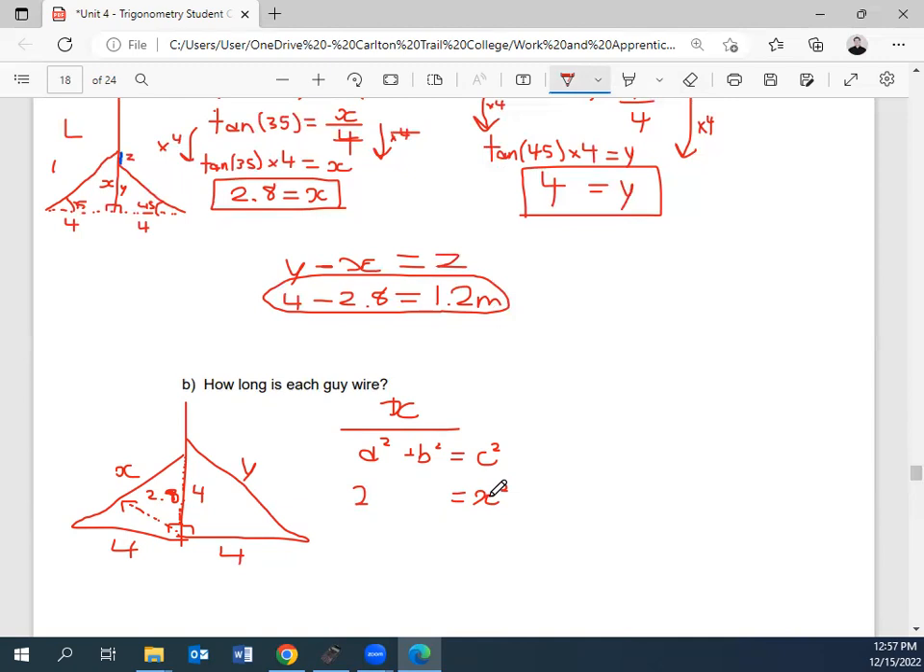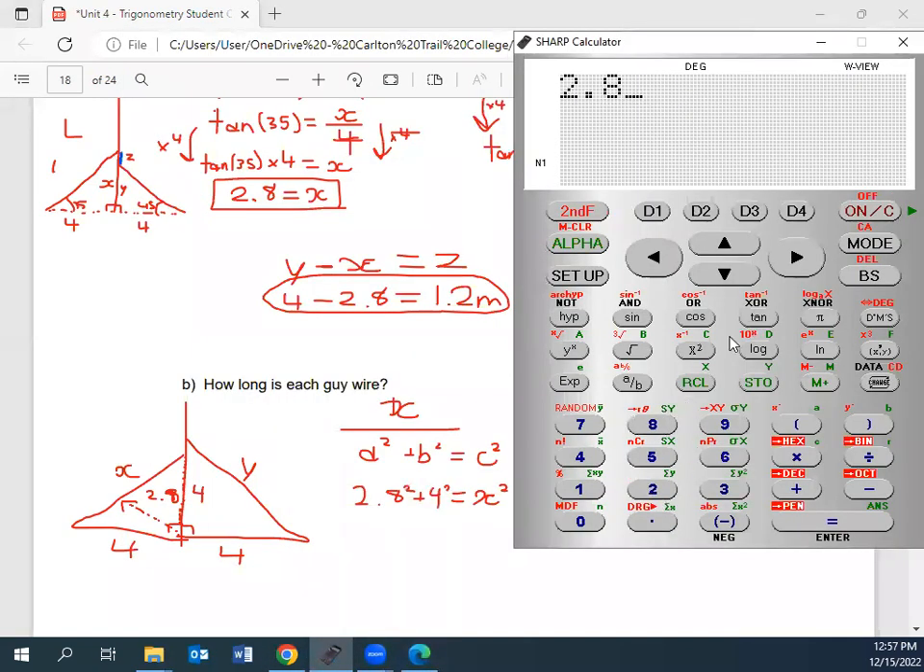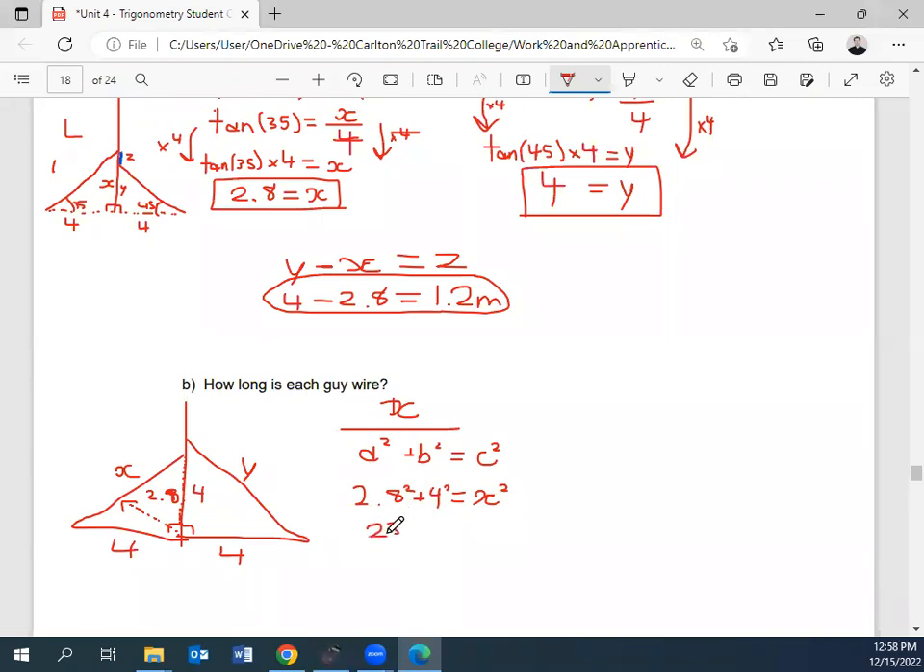All I need to do now is substitute my values. So 2.8 squared plus 4 squared. I'm going to do this all in one motion: 2.8 squared plus 4 squared gives me 23.84. When you square these and add them together, you get 23.84. I just combined two steps in one, and that's fine.